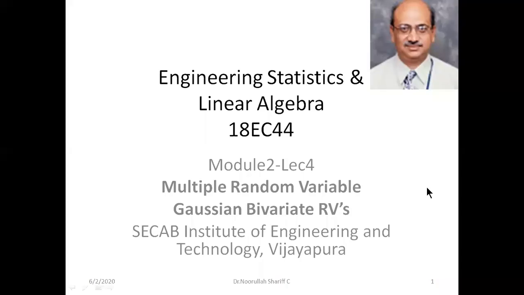So this is Engineering Statistics and Linear Algebra 18EC44, Module 2, Lecture 4, Multiple Random Variables. In Lecture 4, we are dealing with the Gaussian bivariate random variable. So from here, examples will start. Some of the examples will start, and then we'll take the independence and such issues in the next lectures.